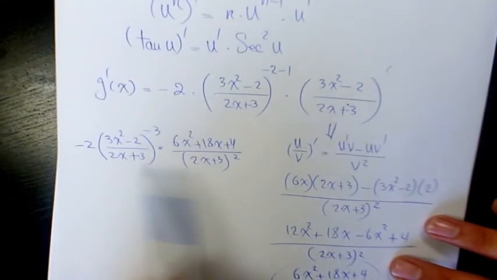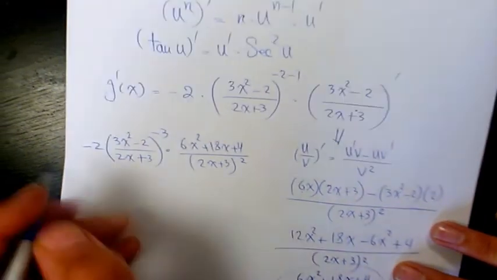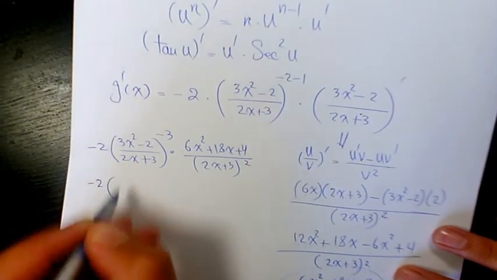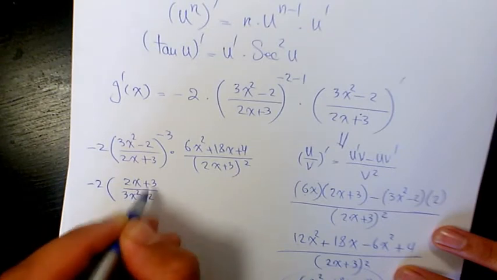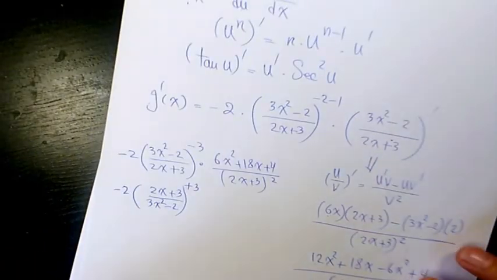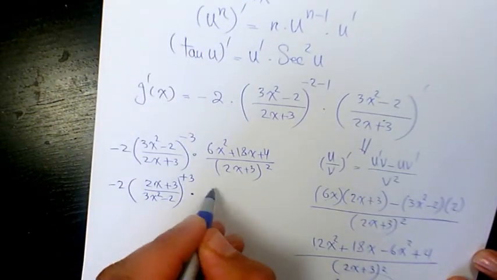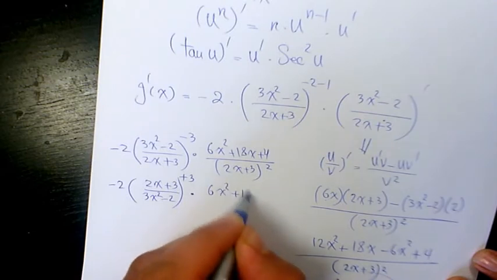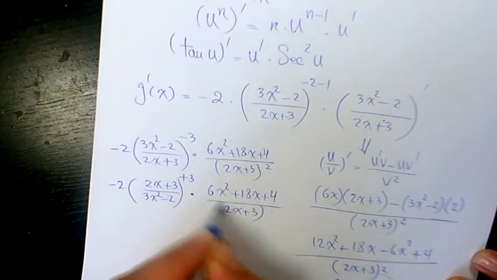You can also simplify it more by multiplying these two. Let's do that. Negative 2 times (2x plus 3 over 3x squared minus 2), and negative 3 becomes positive. You know, when we flip it, the sign of the exponent is going to change. Times (6x squared plus 18x plus 4) over (2x plus 3) to the power of 2.